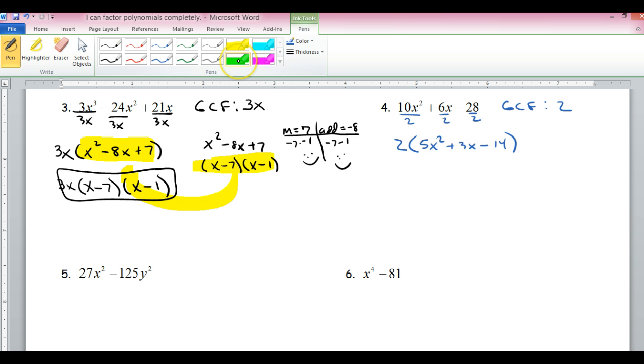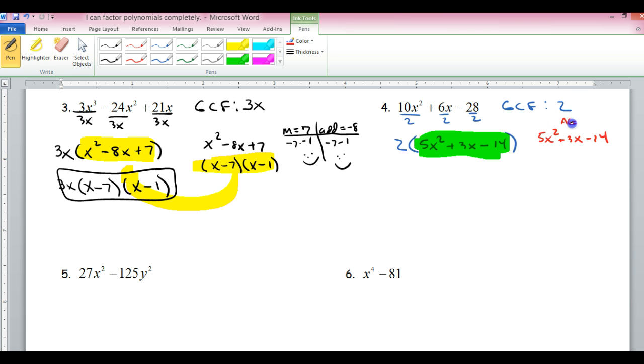Now, you have this remaining polynomial. You must look to see if it is factorable. Will it always be factorable? No. But a lot of times it will. So, we have 5x squared plus 3x minus 14. What method would I have to use here? I would have to use the AC method.